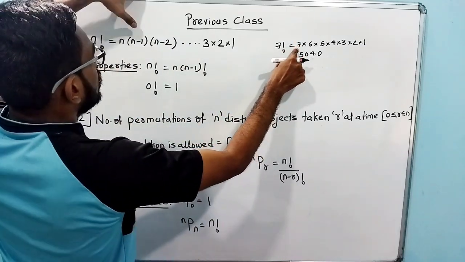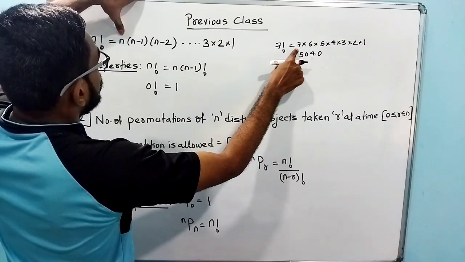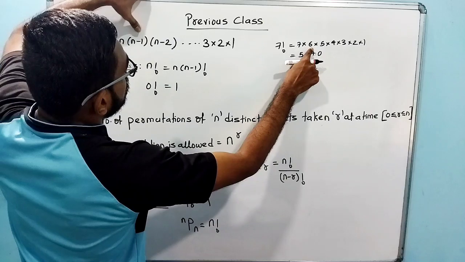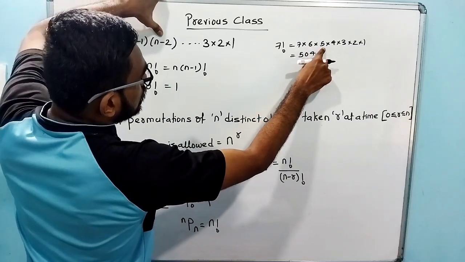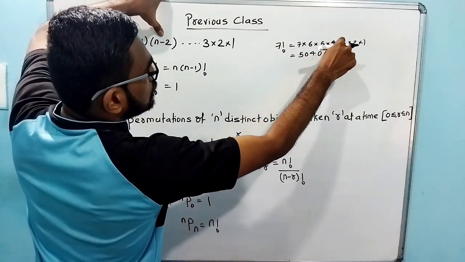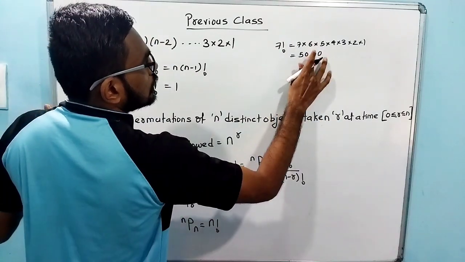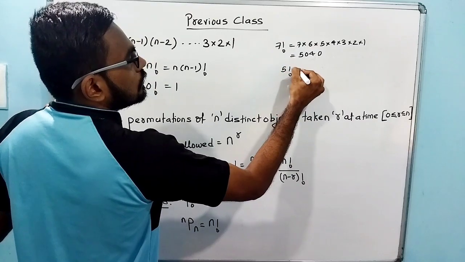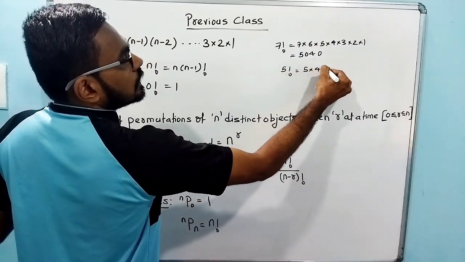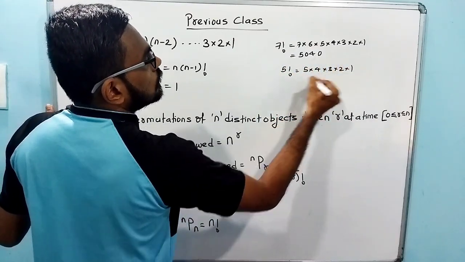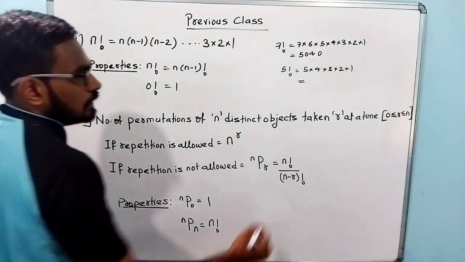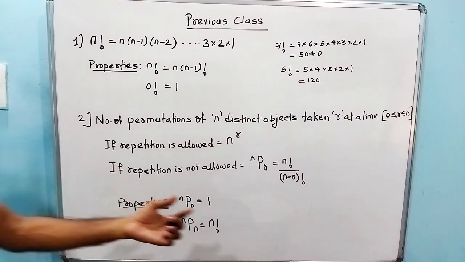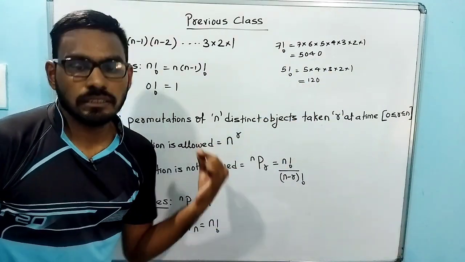Understood? So 7 factorial starting with 7, then decrease. After 7, 7 minus 1, which is 6, then 7 minus 2, which is 5, then 7 minus 3, which is 4, 7 minus 4, and so on, 3, 2, 1, like this it is. Similarly, 5 factorial will be 5 into 4, 3, 2, 1, go on decreasing. So this will be 120 if we calculate. So 7 factorial is 5040, 5 factorial is 120.